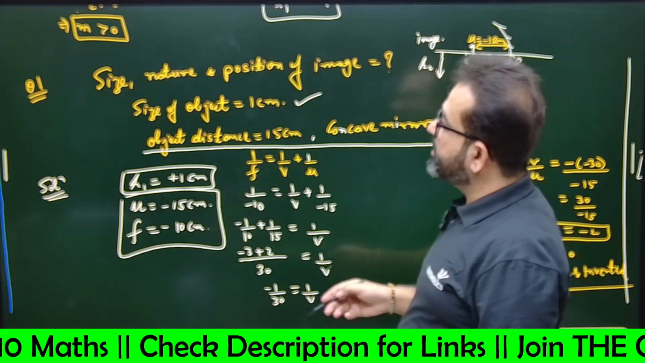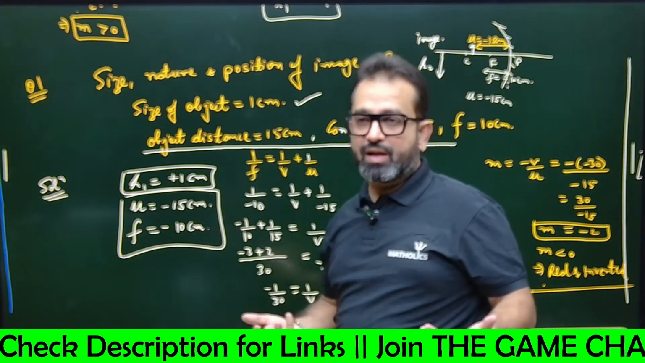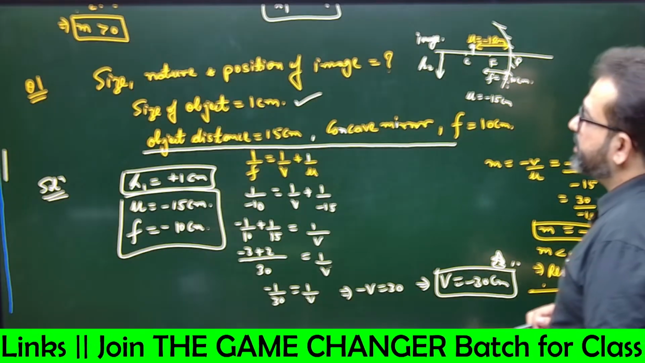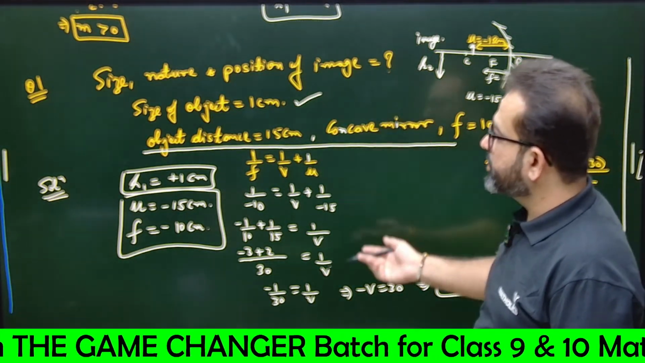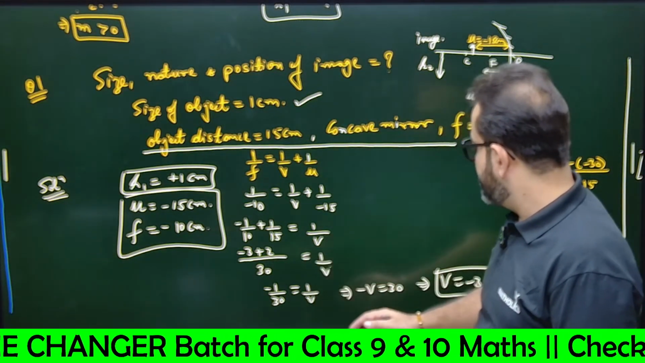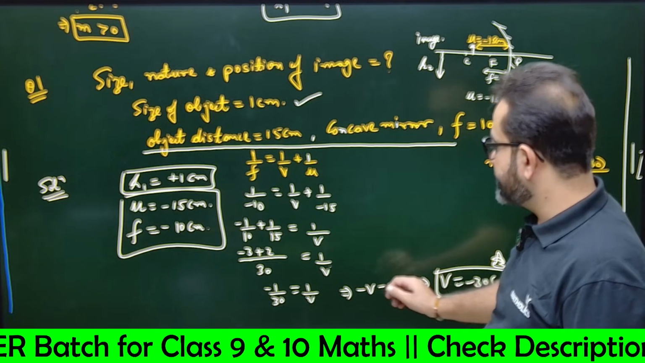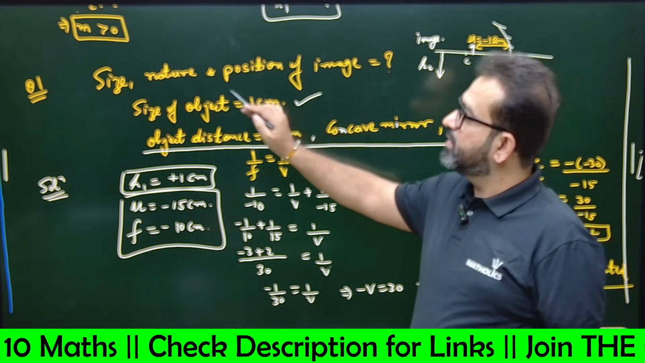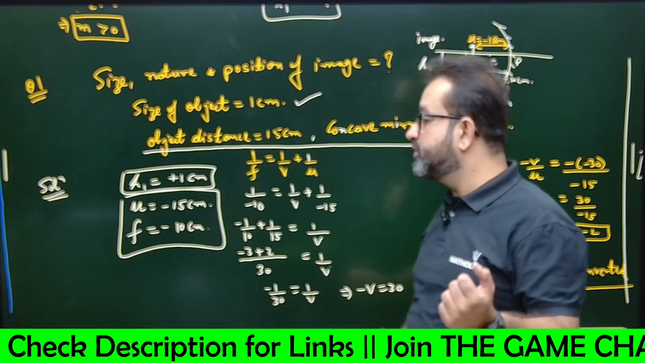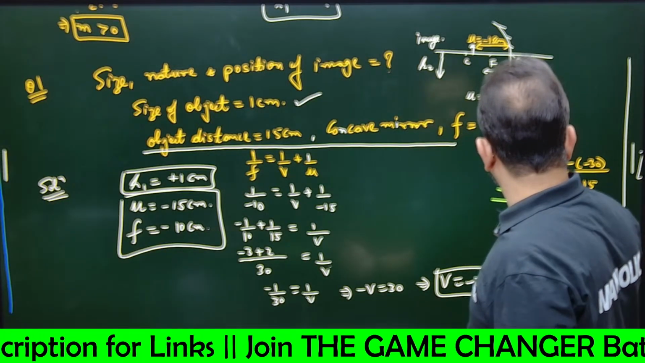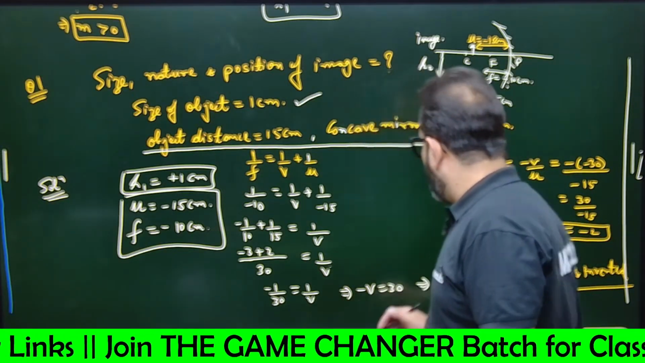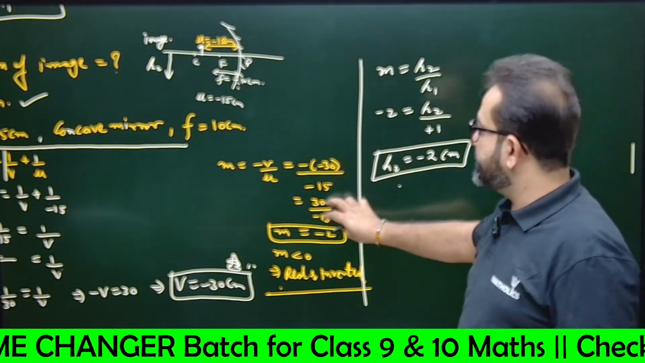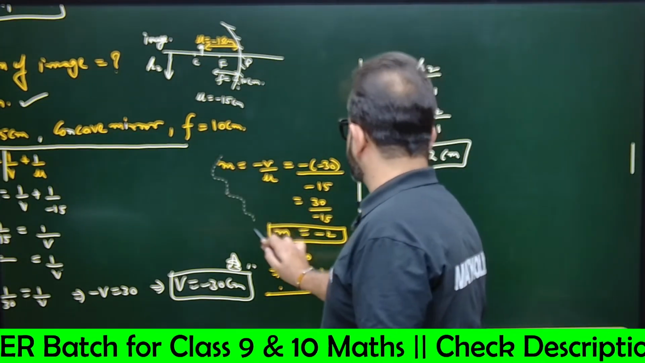They are saying find nature of image. Nature: real and inverted. Answer is real and inverted. And position of image, we already found out: V equals minus 30. Another thing which they are saying is find size of image. That means H2 we have to find out. How to find H2? We know that H2 by H1 equals, we know that, remove this part, wait.